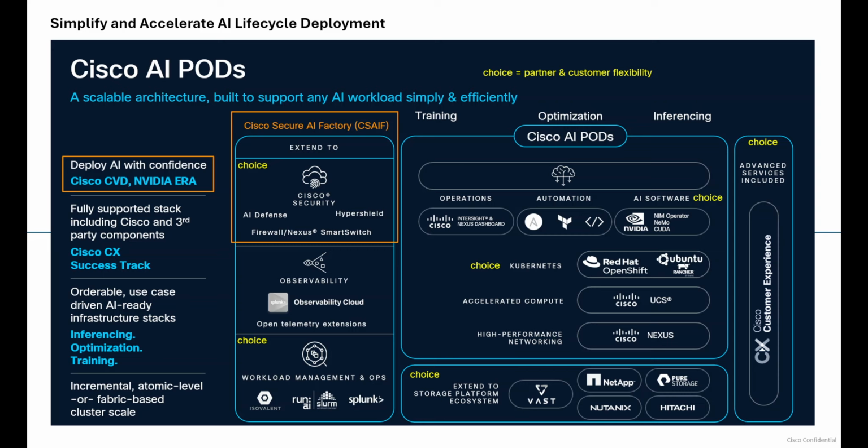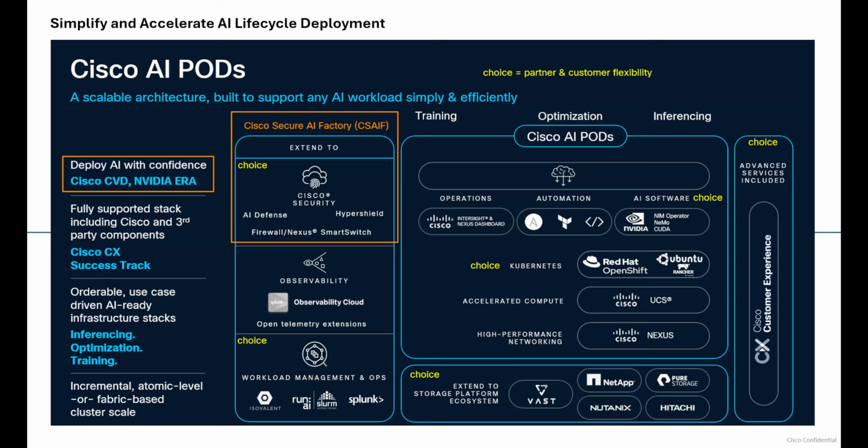Choice means flexibility for the partner and customer. The question is how. So if we look at each of the places on the slide where I've put a yellow choice, for example, if we start in the middle, we've got flexibility and choice when it comes to the selection of desired storage vendor or platform. We've got choice of different orchestration layers, including Red Hat OpenShift or Rancher. We've got choice of AI software, including NVIDIA or open source.